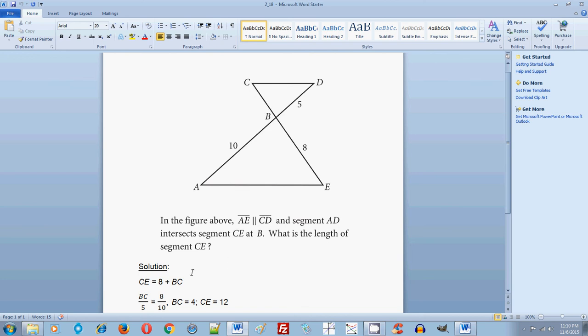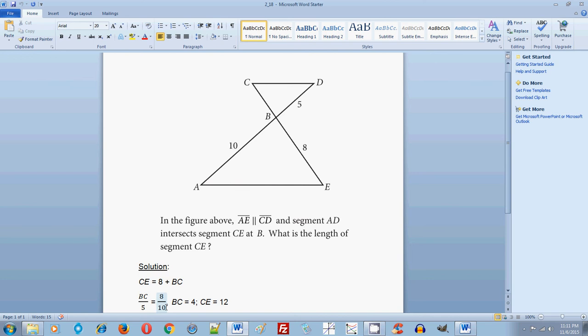So we need to find CE, but in order to find CE, we must find BC. So we solve for BC by using similarity and proportion, right? So the proportion is BC divided by BD, and BC is unknown, so BC divided by 5 is equal to BE divided by AB. 8, which is the known BE, divided by BA, which is 10.